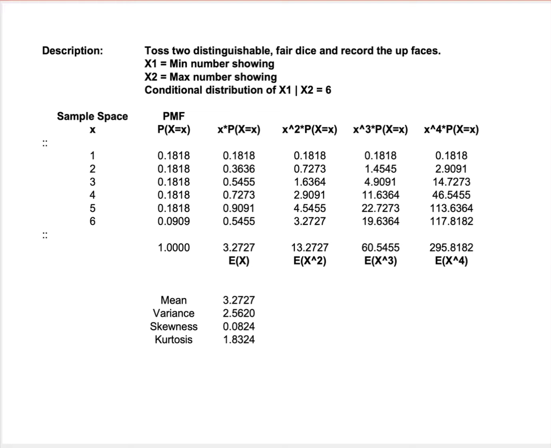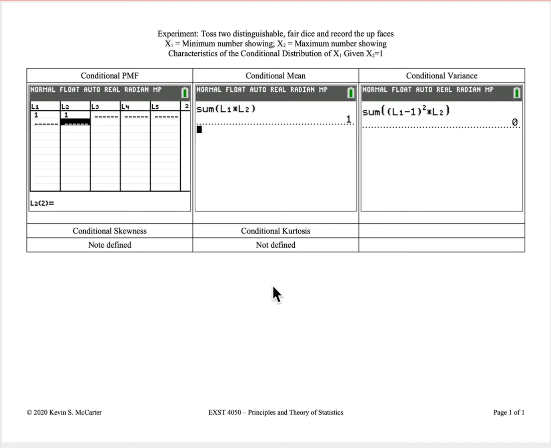Now let me also show you how to obtain these values using the TI-84 calculator. This is for the situation where we're conditioning on x2 being equal to 1, and this is that situation where it's a degenerate distribution. There's only one value in its sample space, and therefore that one value has a probability of 1.